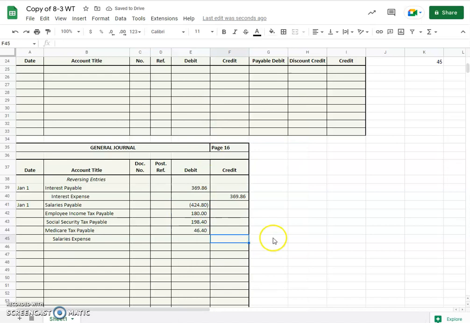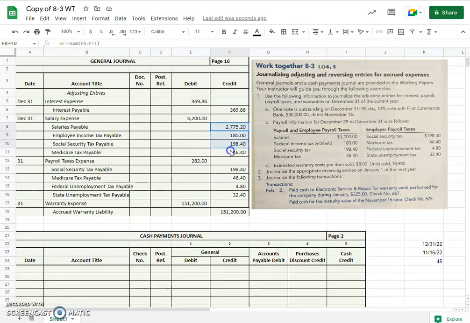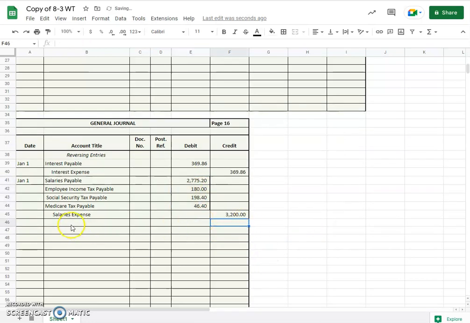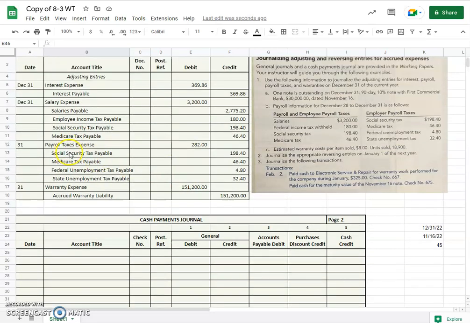And the 3,200. Oh, what happened there? I had a formula. Whoops. We'll try this again. Copy it and paste it as values. There we go. And the sum of these better be 3,200, but we'll just check. Yep. And then January 1st, another one with lots of entries to do our payroll taxes expense.